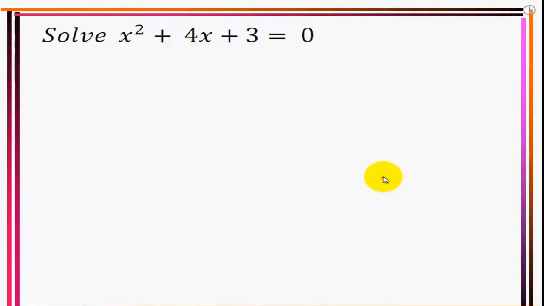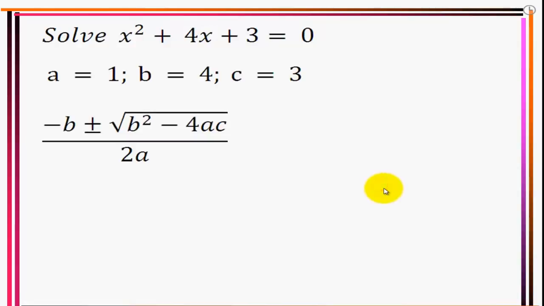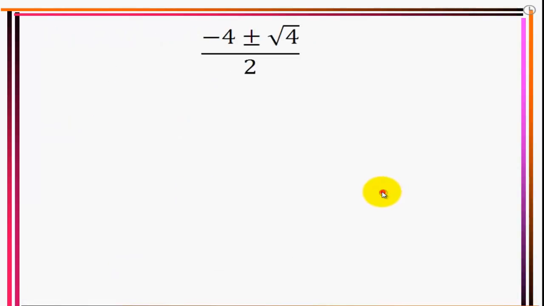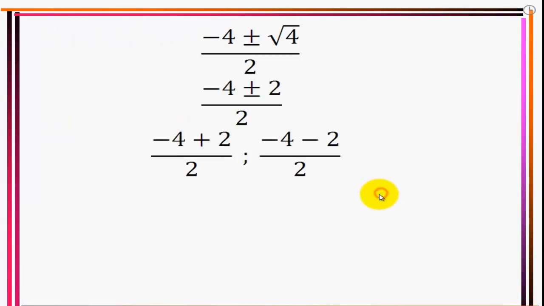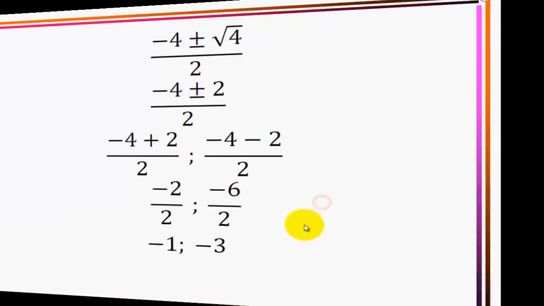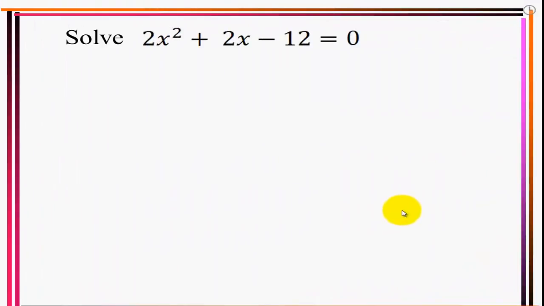All right, the answer should be. Next, solve for 2x squared plus 2x minus 12. Again, please pause the video and try to practice solving for the roots using the quadratic formula.